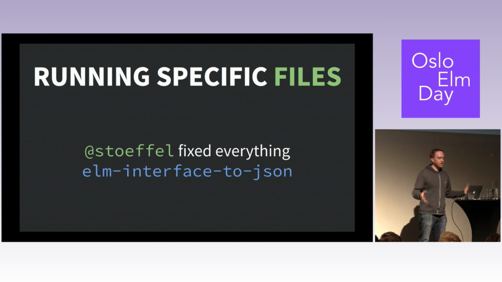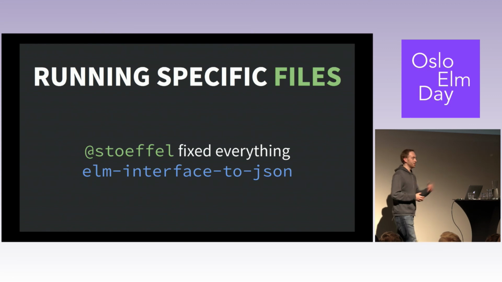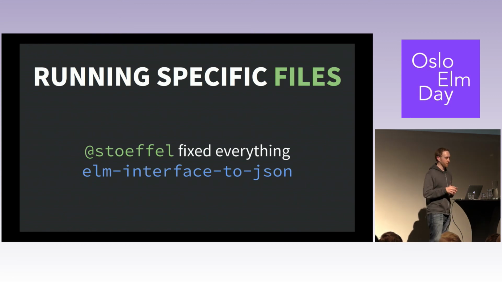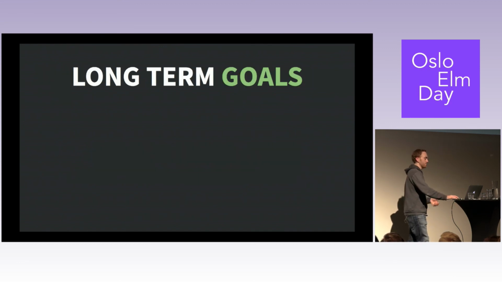So elm-interface-to-json is the library that he made to do this. This is a separate standalone project, so if you want, you can use this for potentially some other purpose. I don't know what that other purpose might be, but at any rate, it's out there, and it's thanks to him that we're able to have this feature.